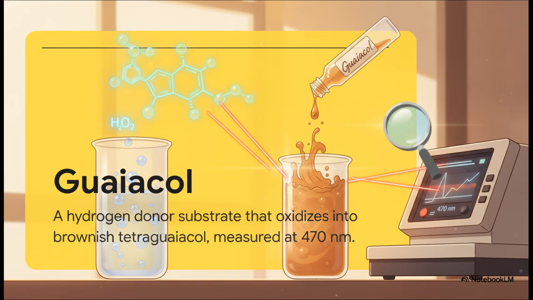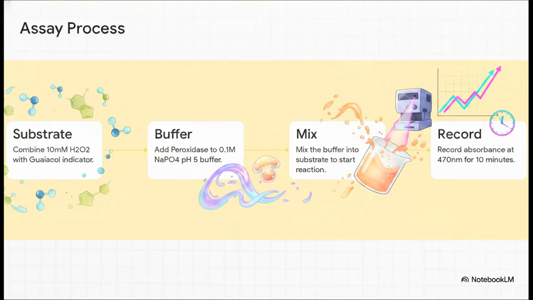As the reaction chugs along, this completely clear liquid oxidizes into tetraguaiacol, which is a highly visible brownish product. And because the specific brown color absorbs light maximally at exactly 470 nanometers, Dr. Chem's experiment can measure its exact concentration using a spectrophotometer. Setting up this experiment is just a beautifully elegant process.